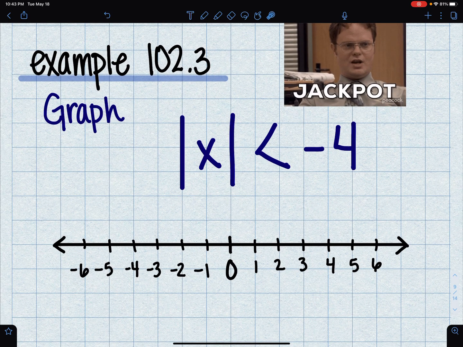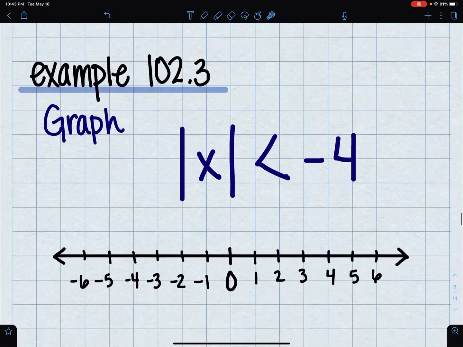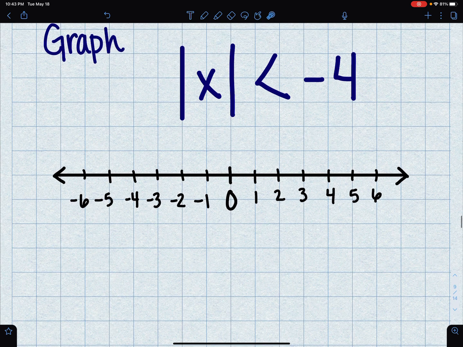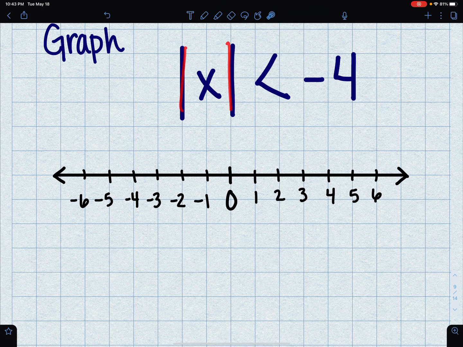102.3. Okay, jackpot. I hope this makes sense to you. If it makes sense, congratulations, because I know it's really tricky. The absolute value of x is less than -4. So we haven't graphed a solution for this one yet, because is there anything that it could be? How could the absolute value be less than a negative number?